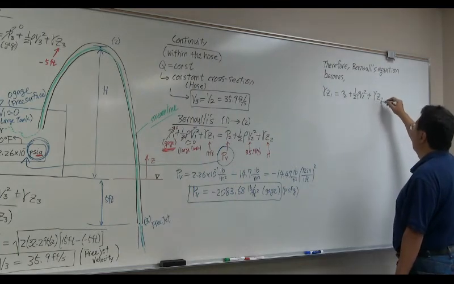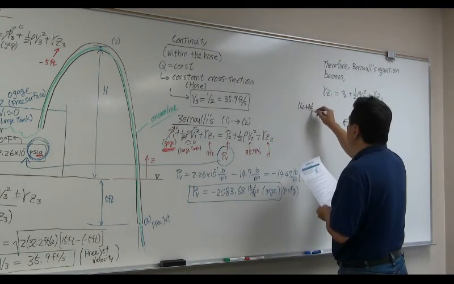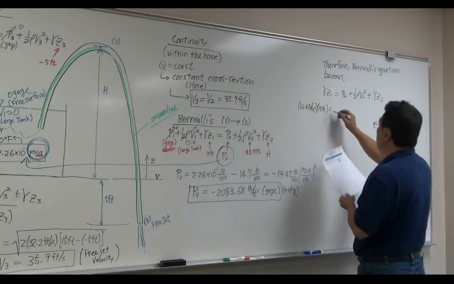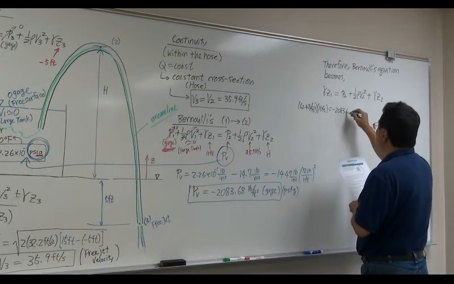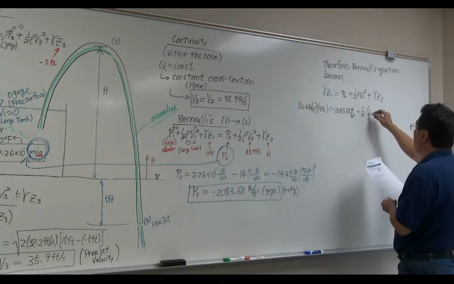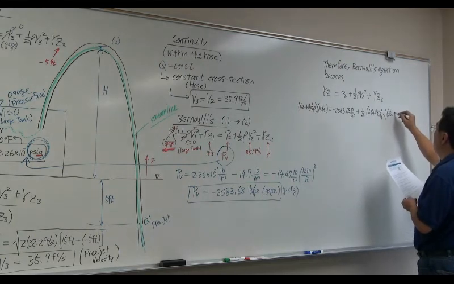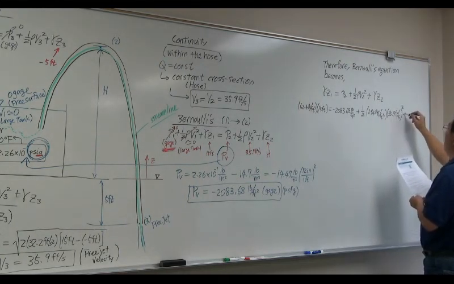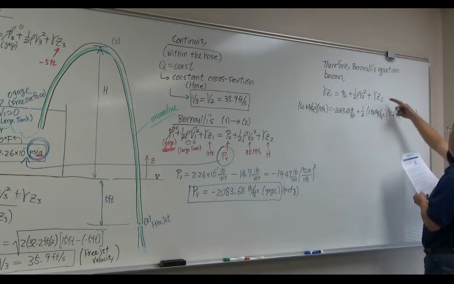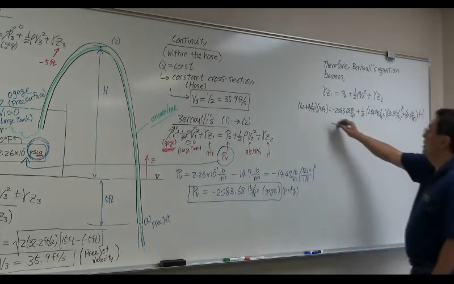Then gamma Z2. Okay. So this really means that 62.4 pounds per cubic foot, that's the gamma of water, times Z1, which is 15 feet, is equal to P2, which is minus 2083.68 pounds per square foot, the vapor pressure, plus one half the density of water, 1.94 slugs per cubic foot, times velocity V2, which is 35.9 feet per second, squared, plus gamma again, 62.4 pounds per cubic foot, multiplied by Z2, which is H. So this equation involves one unknown, H. Then you can solve for H.